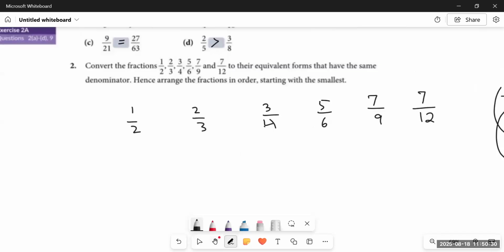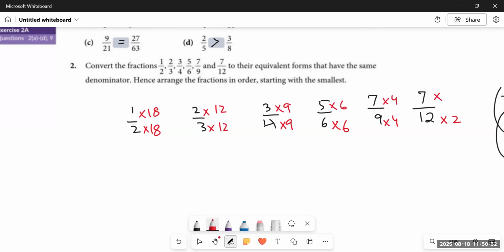So 2 into 18 is 36. 3 into 12 is 36. 4 into 9 is 36. 6 6s are 36. 9 4s are 36. And 12 3s are 36. All of these numbers are factors of 36. And that is why we have found out the LCM.